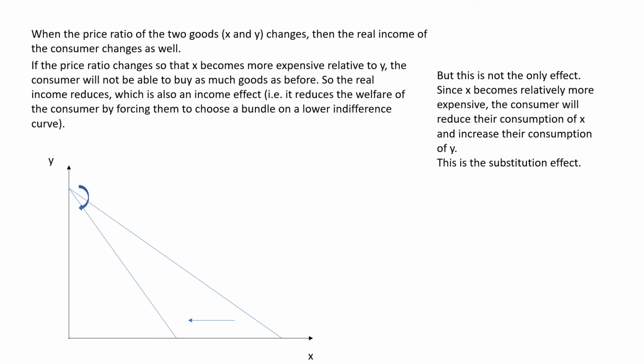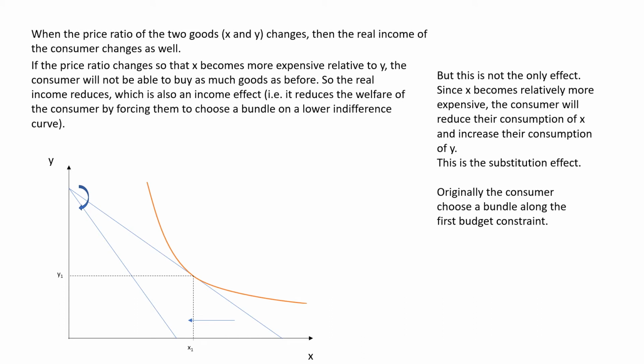Because X becomes now, in relative terms, more expensive than Y, it may be logical and rational for the consumer to reduce their consumption of X and increase their consumption of Y. So the price ratio change also resulted in a change in the composition of the bundle. This change is called the substitution effect.